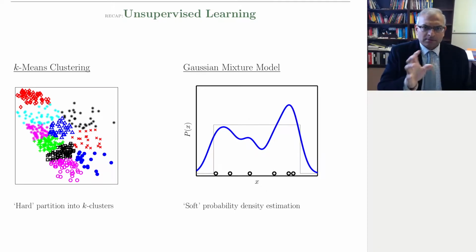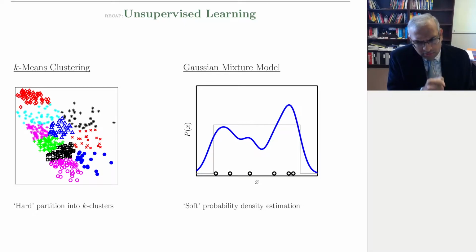Now, unsupervised learning is important on its own, because you can get a lot of information out of a good organization of the data, but it's also important for supervised learning. So those are the messages from the last few lectures. Now, let's start talking about neural networks.